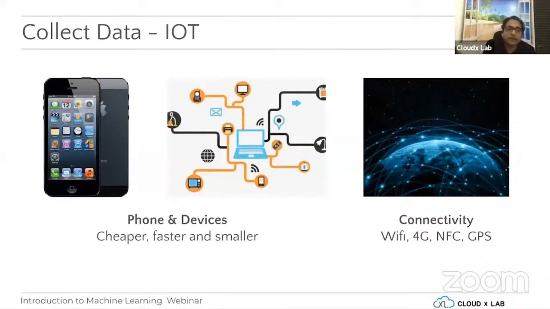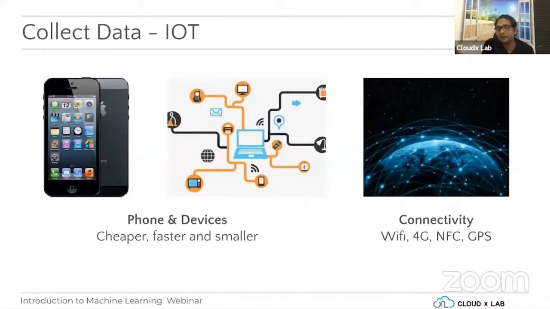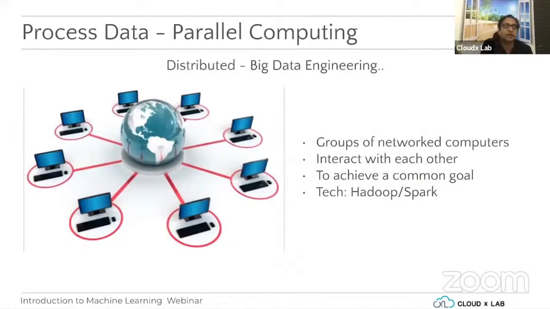Like there is Wi-Fi, 4G, NFC, Bluetooth, GPS, and so on. So by the combination of connectivity and the hardware devices, we are able to collect data. Now, when you have humongous data, once you have collected data using the devices and using various kinds of connectivity, the next thing is how do we process petabytes of data? This is where distributed computing, or we call it big data engineering, comes into play.